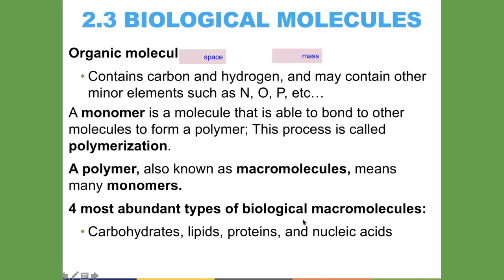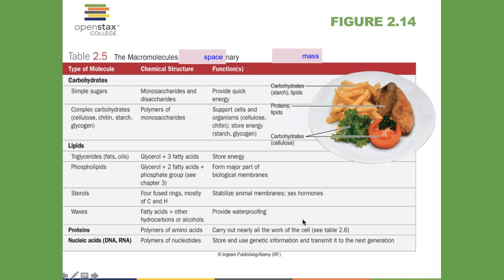A polymer, also known as macromolecules, means many monomers. That's all it is. Okay, just a different way of saying it. And the ones that we're going to be talking about in chapter 3, we're going to get into a lot more details about them, and that's what I was talking about when we talk about nutrition, what you're eating, what you're worried about eating, should you be eating it, and so forth. That's when we're going to get into the details as far as carbs, lipids, proteins, and nucleic acids, which is DNA and RNA. These are some examples of those macromolecules we're going to get into in chapter 3.